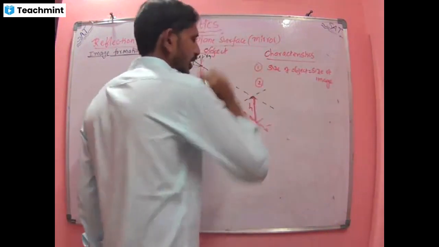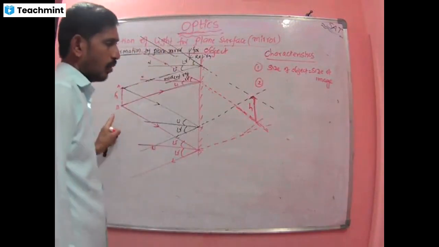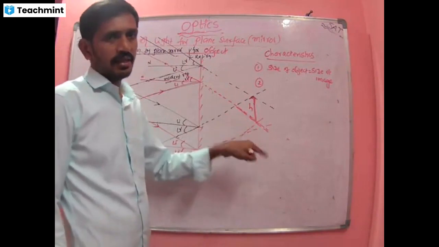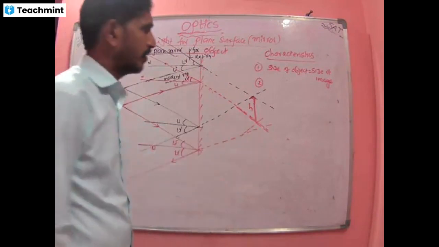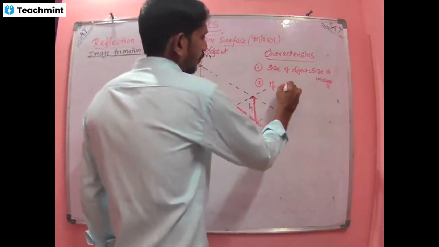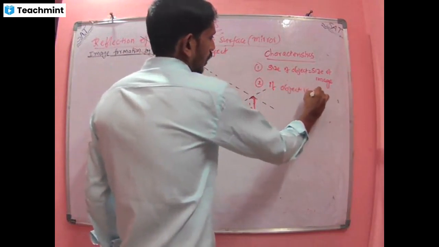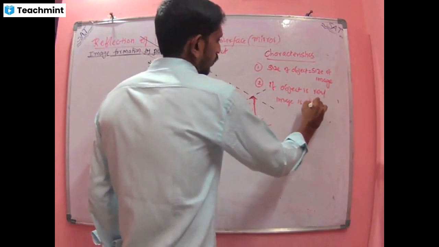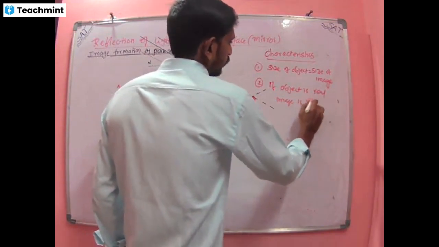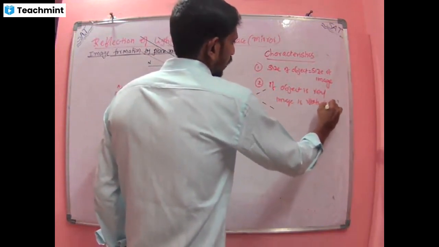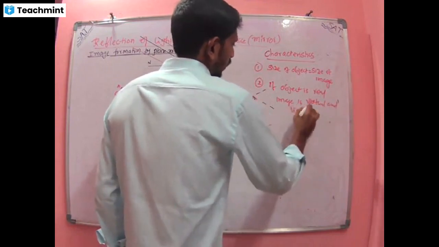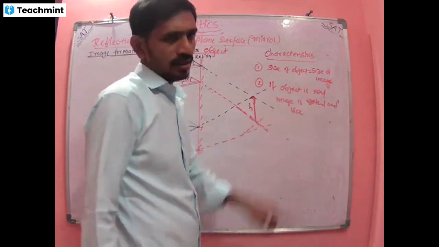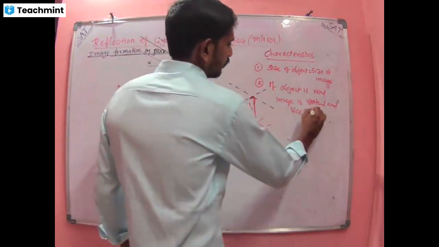Next property. If the object is real, what is the image? The image is virtual. If the image is real, the object is virtual, and vice versa. Vice versa means the reverse. If the image is real and the object is virtual, that is vice versa.